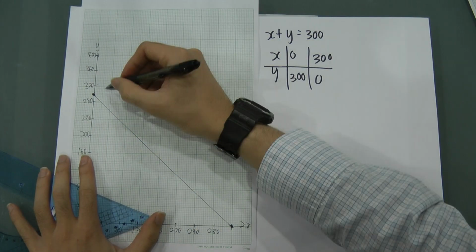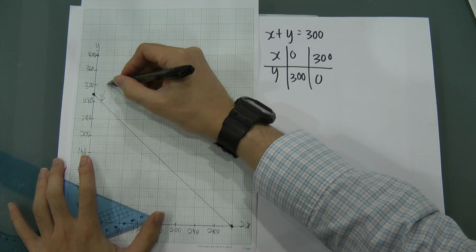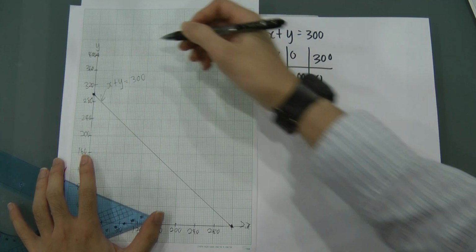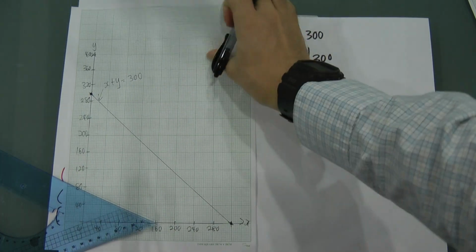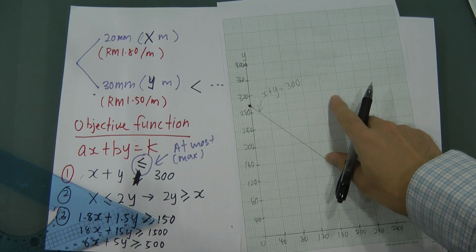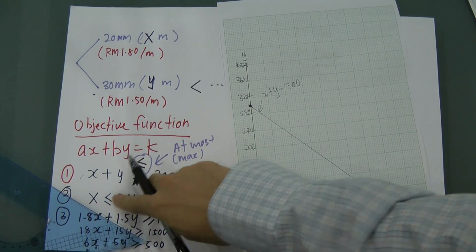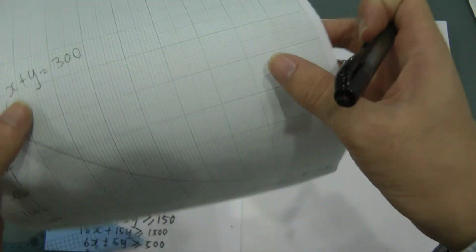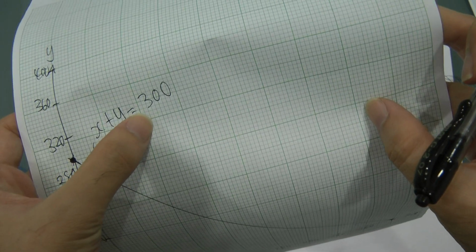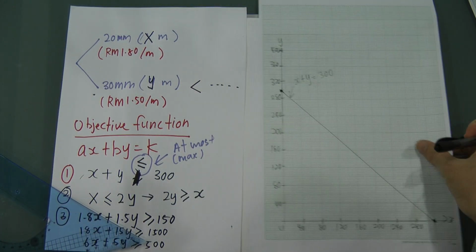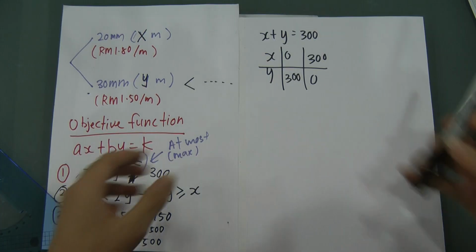So after I connect, I label it. I label this one as x plus y equal to 300. You don't put those symbols in your graph paper. You cannot put the inequality in the graph paper. When you got smaller or bigger or whatever, in the graph paper you only can put equal to. Remember this? Okay.